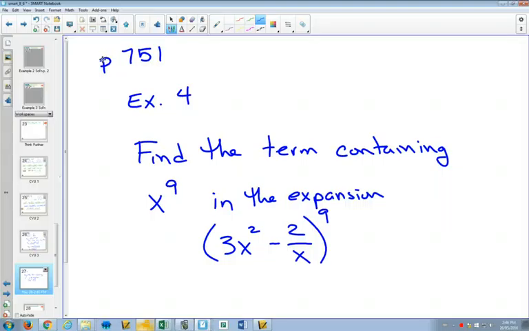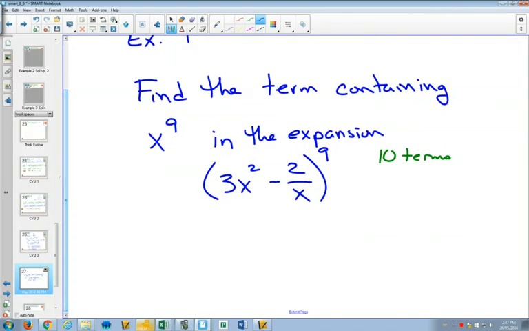How many terms are there? So the long way to do this is to say there are 10 terms. I'm going to expand this completely, simplify all of them, and one of them will have an x to the 9 in it, and I'll circle that one, and that'll be the right answer. You can do that. You can find all 10 of them and find the one that has the x to the 9 once it's all been simplified, and that'll be the right answer. But we can also use the formula to figure this out as well.